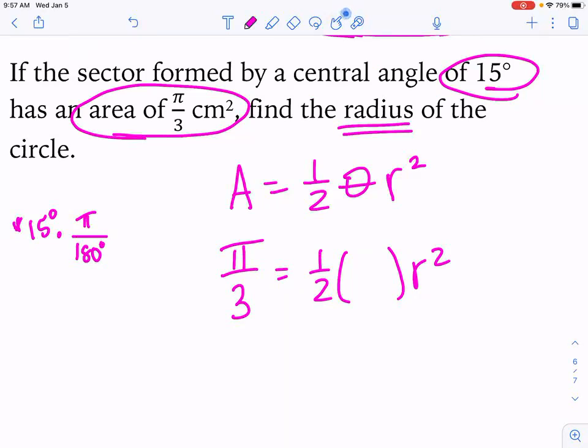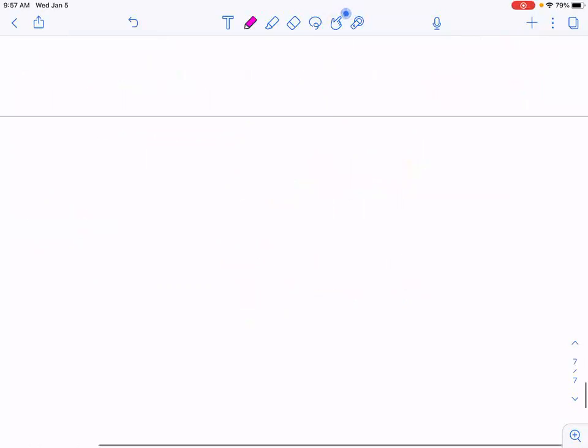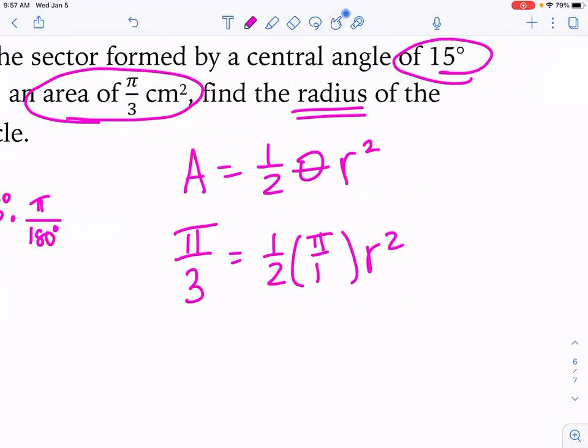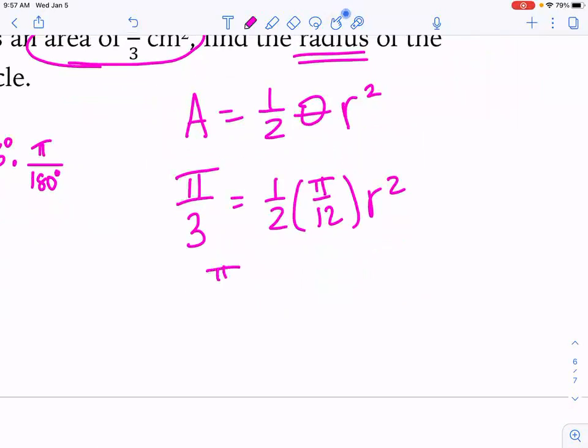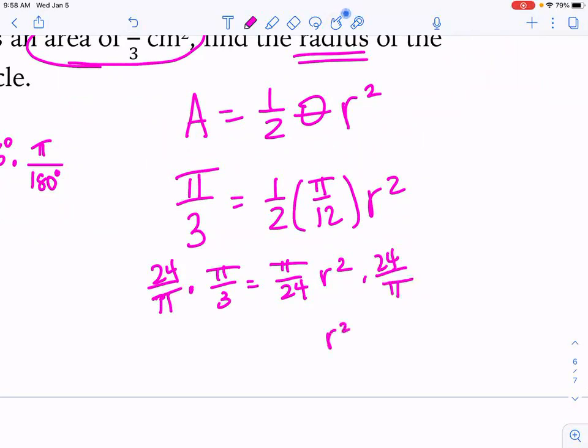We multiply by pi over 180 and we reduce 15 over 180. What is that fraction? Pi over 12. Okay. So we have pi over 3 equals pi over 24 r squared. If we divide both sides by pi over 24, that is the same thing as multiplying by 24 over pi. That means r squared is 8.